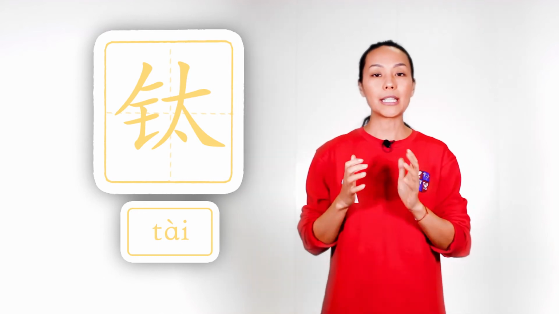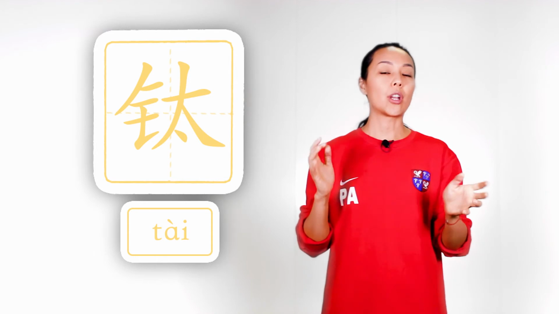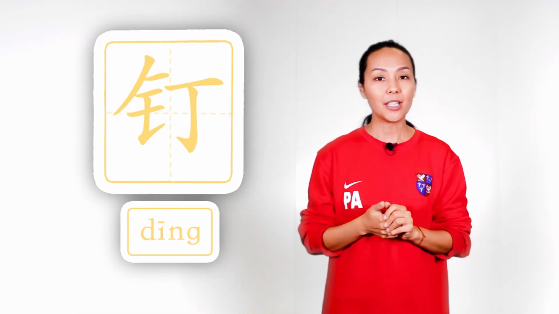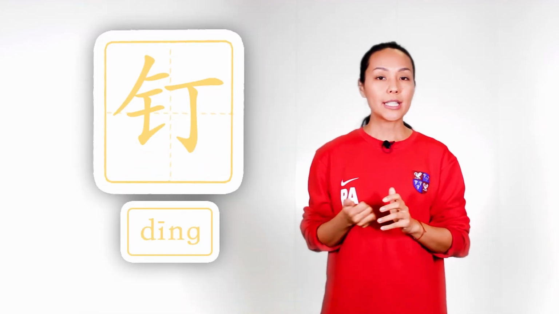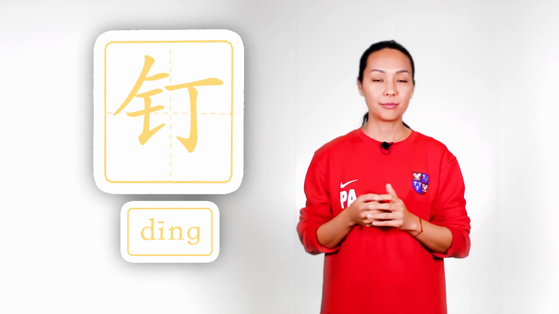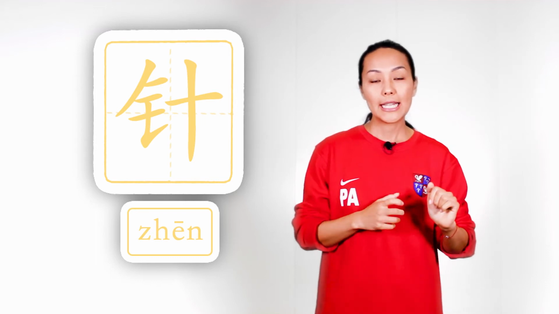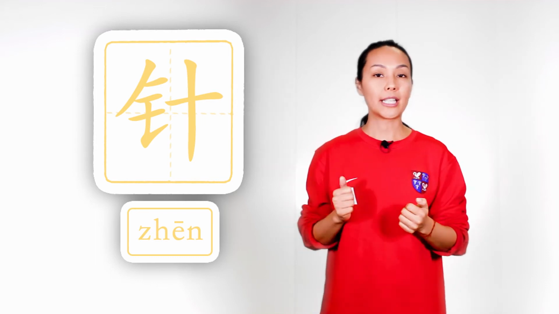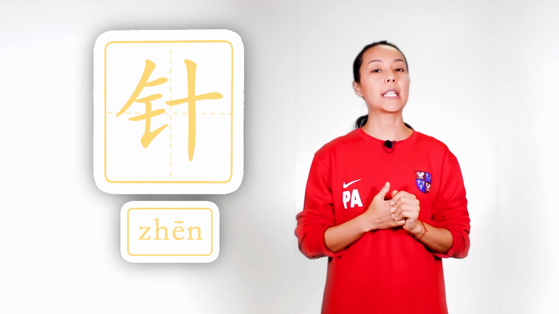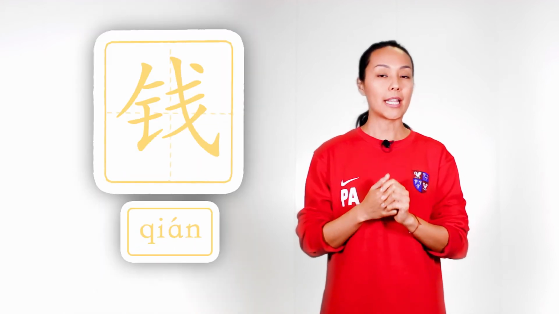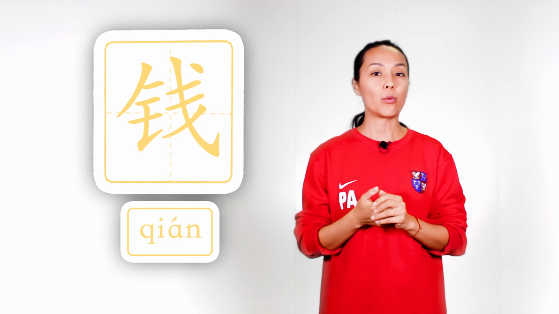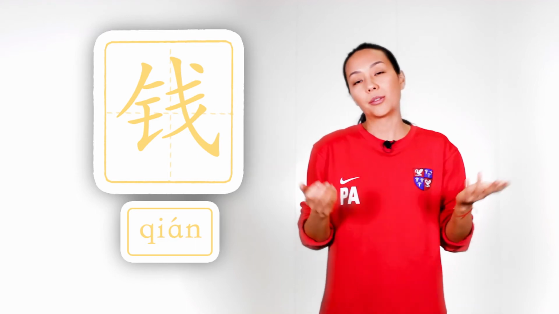Plus you will see this radical in things which are made from metal. For example, nail, ding, and we see the compound radical on the left. Another example of a thing made from metal is a needle, zhen, and we see this radical again on the left. And this radical we will see in the character money, qian. In the past, money was made from different types of metal. Okay, obvious.